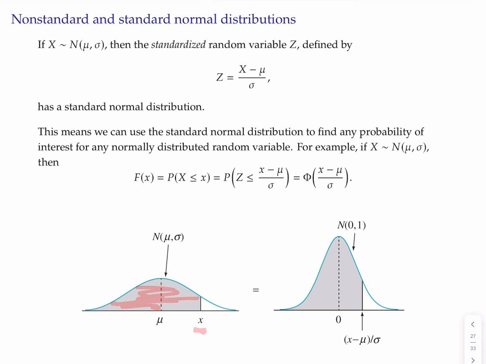So that's how we use the standard normal to find probabilities associated with any normal distribution.